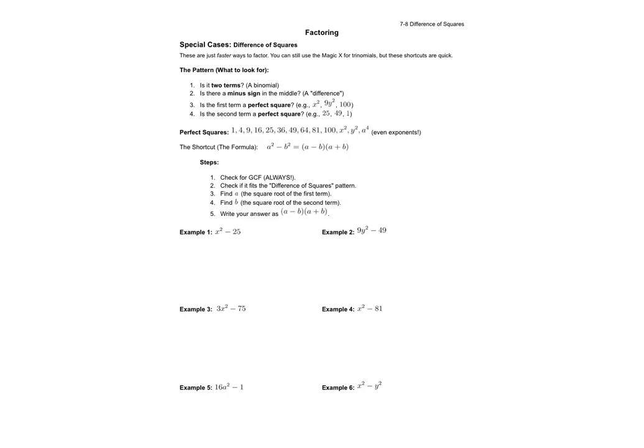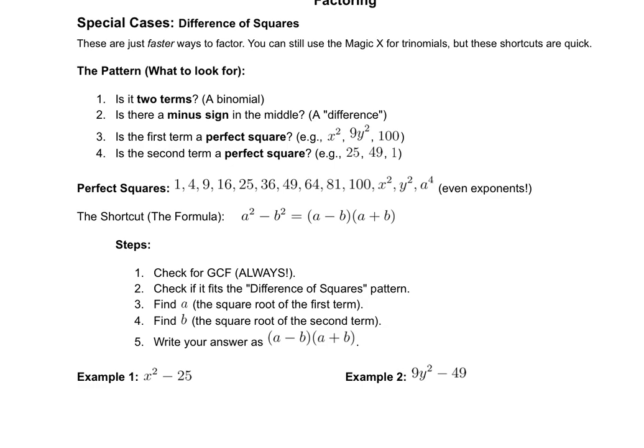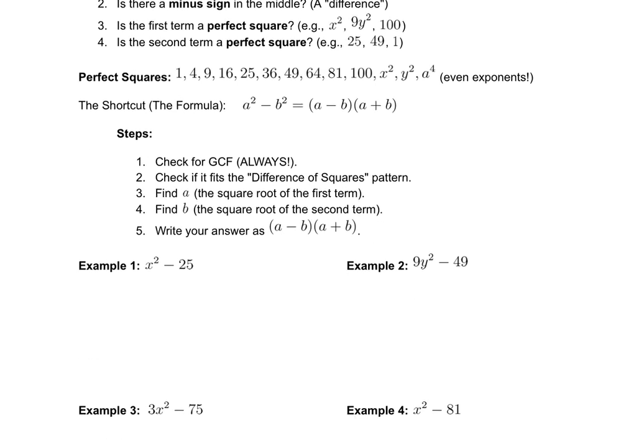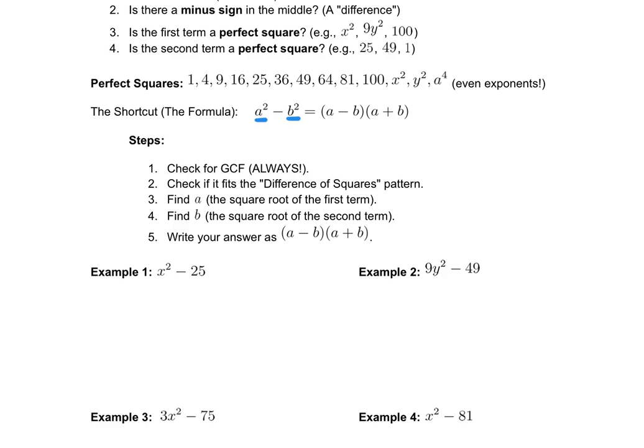All right, we're looking at difference of squares. When we have a difference of squares, we need to be looking for a pattern and look to see if there are perfect squares in our binomial that could have been factored out. Our shortcut formula is if we have a squared minus b squared, where the numbers in front of a and b are perfect squares, we can use this formula to create our factoring.